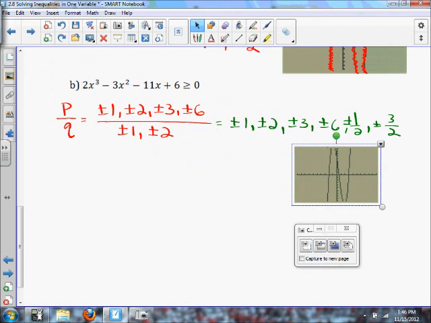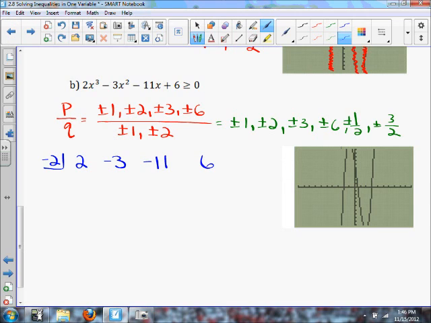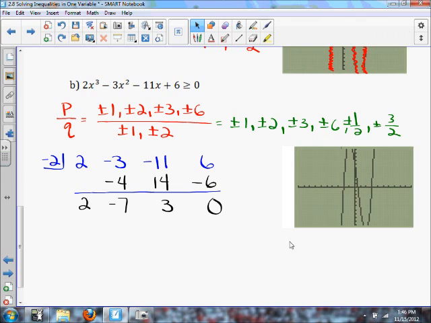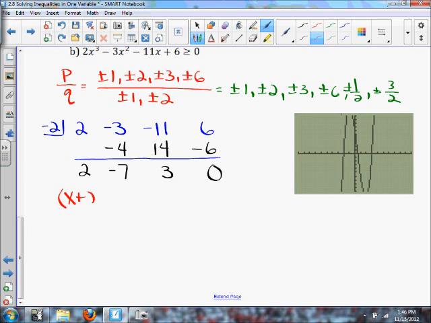you'll see from our graph that it does look like -2 works. Put that through synthetic division. So then you'll get down to something like this. Now, because you know that x plus 2 works, you'll be left with 2x squared minus 7x plus 3. And we want to see where this is greater than or equal to 0.